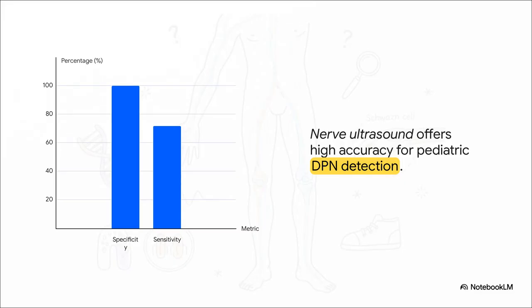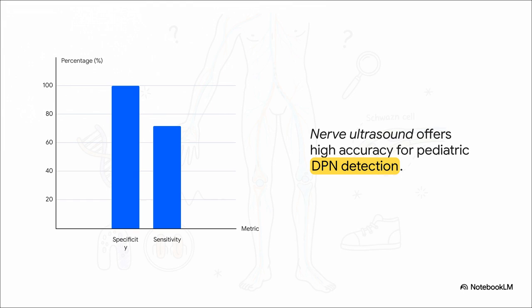The empirical evidence supporting nerve ultrasound is highly compelling, particularly in acquired conditions. Recent studies evaluating children with type 1 diabetes used ultrasound to assess the sciatic, tibial, and common peroneal nerves. The data is striking. It demonstrates that reduced differentiation of nerve echo structure combined with altered echogenicity offers an astonishing 100% specificity and nearly 72% sensitivity for detecting diabetic distal polyneuropathy in children.